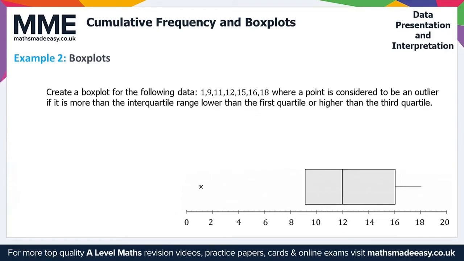So notice our outlier here is 1. We've got 9 here at this point. We've got our median at 12. And then we've got this value here at 16. Okay. So that's our Q3, and our highest non-outlier value is 18. So that gives us everything we need there for example 2 on Boxplots.